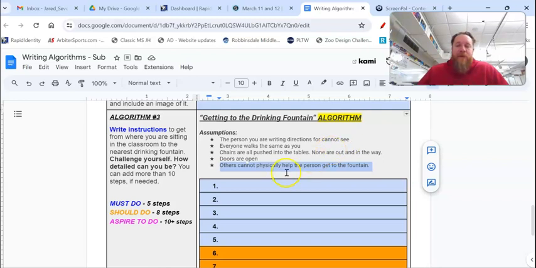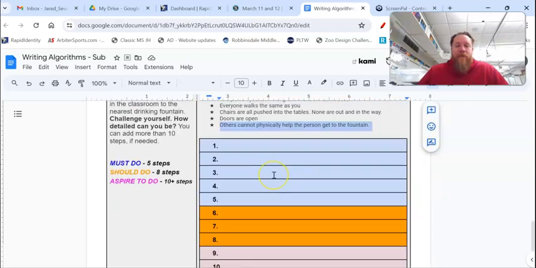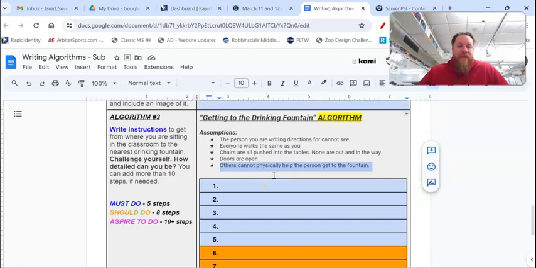All right? So again, you're filling in this chart with the steps to get out to the drinking fountain from where you're sitting. All right? Good luck.